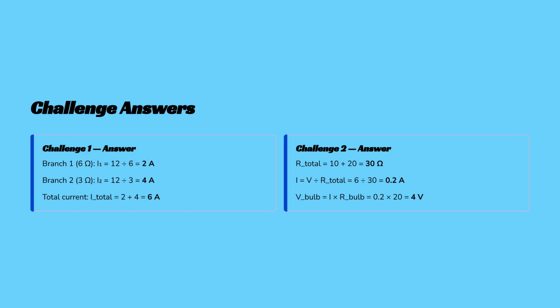Let's review the answers to our challenges. For the first challenge, calculating branch currents and the total current gives us 6 amperes. For the second challenge, determining total resistance allows us to find the total current and the specific voltage across the bulb, which is 4 volts.